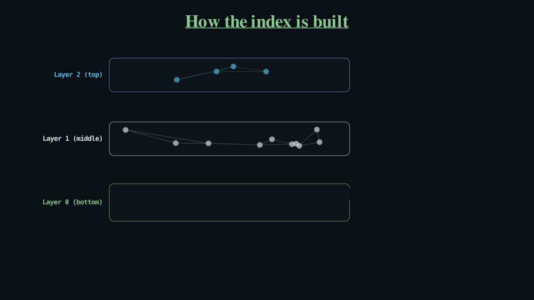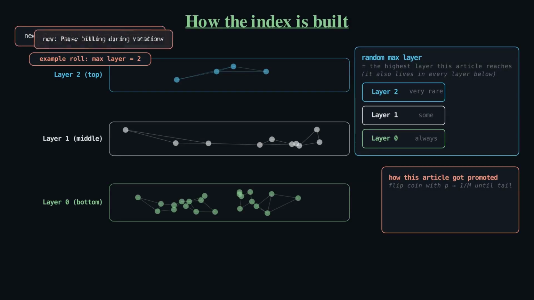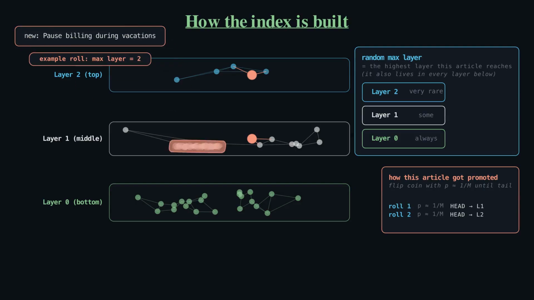The index is built by inserting articles one at a time. For each new article, HNSW flips a biased coin with probability roughly 1 over M. If it succeeds, the article is promoted to the next layer up. The roll repeats until it fails. So most articles live only at layer 0. A few are promoted once. Very few survive 2 or 3 rolls and reach the top. Those rare promotions become the highways the next query will travel.